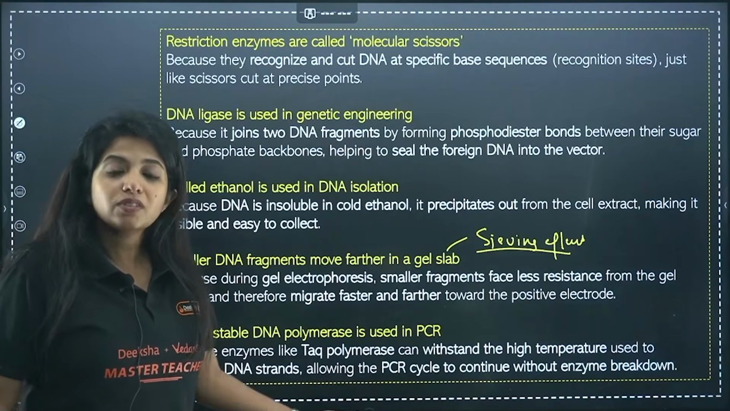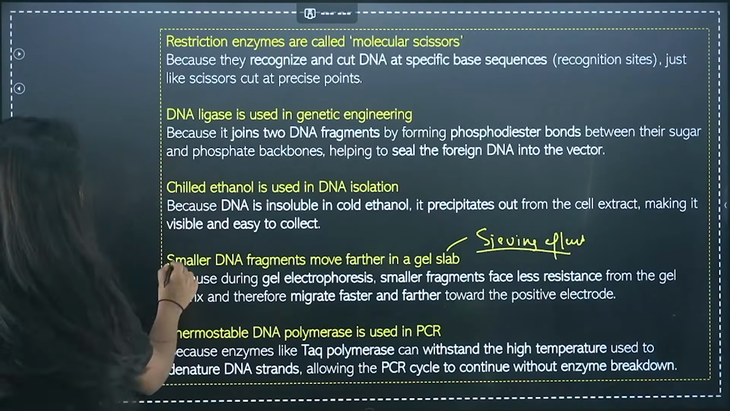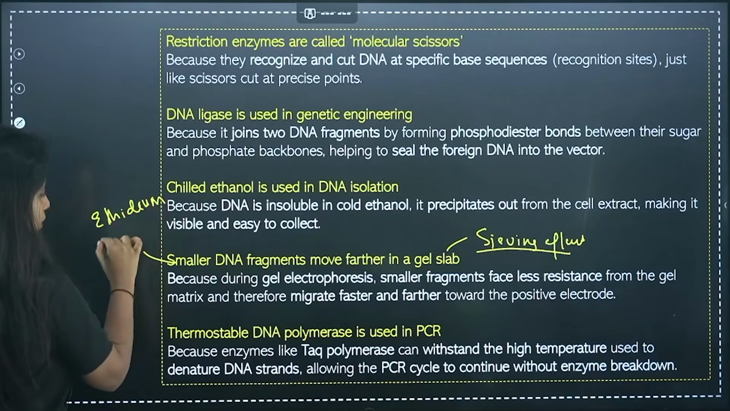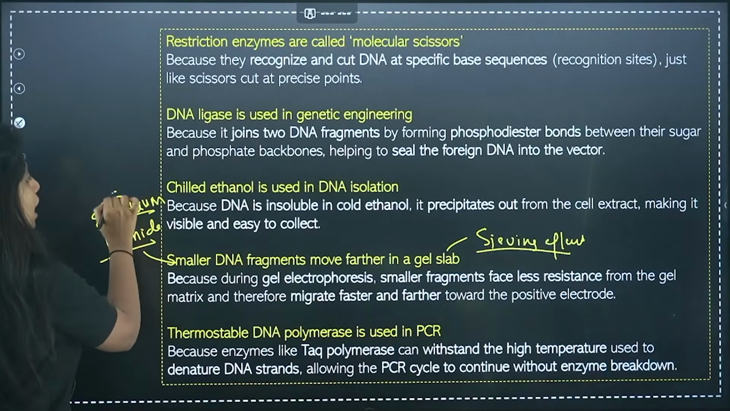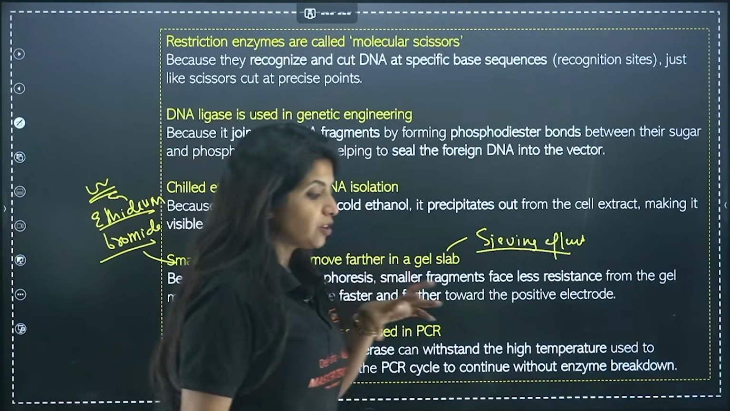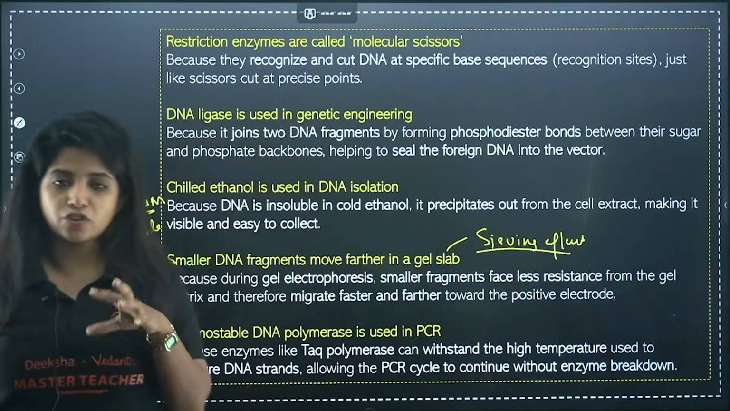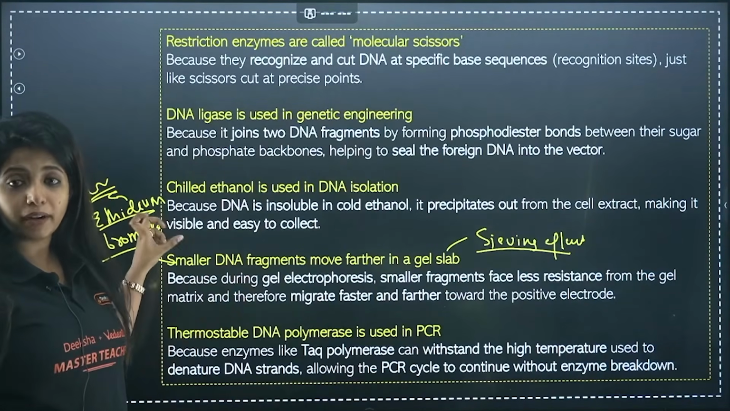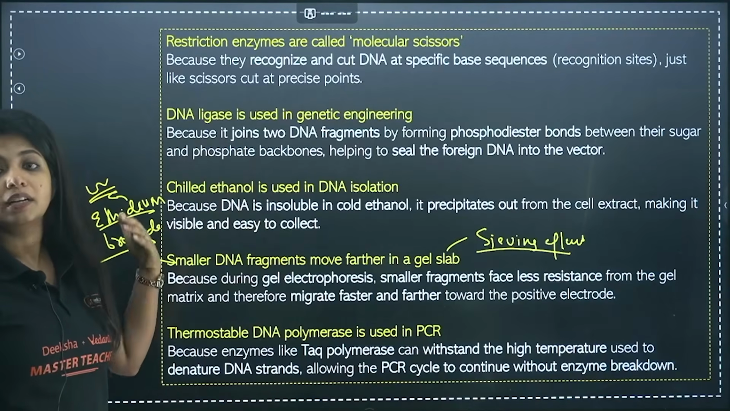Now ma'am, I want to see the DNA fragments which are being separated. What is the thing that I can use for viewing it? You use ethidium bromide. You generally use ethidium bromide for visualization. Under UV light, ethidium bromide gives an orangish reddish color, brickish orange or something like that. Always remember ethidium bromide. Don't get confused with chilled ethanol. Chilled ethanol is basically for separating the DNA.